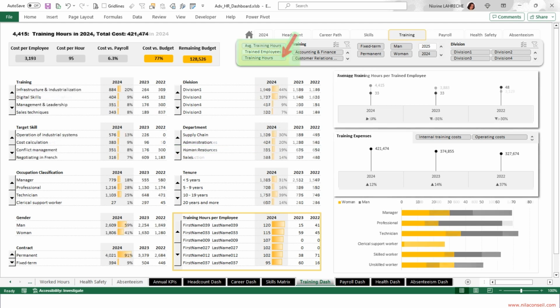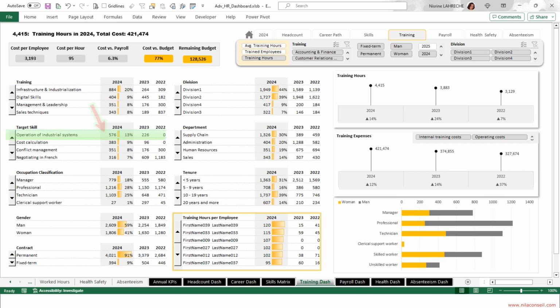By selecting the analysis of training hours, it is possible to notice that operation of industrial systems is the most targeted skill. 576 hours of training were provided to employees, thus 13% of the total training hours. Employee 39 is the most trained employee during 2024, he received 120 training hours in total.